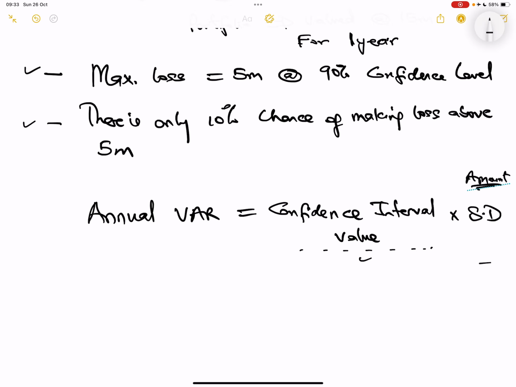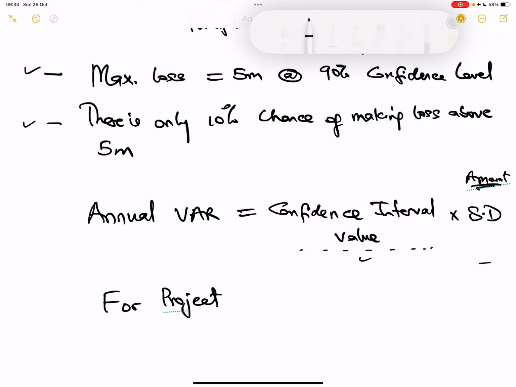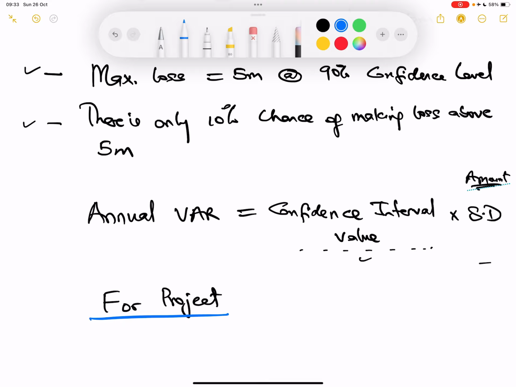But most times, remember, we're talking about investment appraisal, where we have projects lasting as long as 2, 3, 4, 5, 6, 7 years. How do you calculate VAR? So for projects, please take note. The formula is slightly advanced. If it's a project you are doing, the VAR formula is different. In that case, you need to multiply the annual VAR by the square root of the number of years of the project.